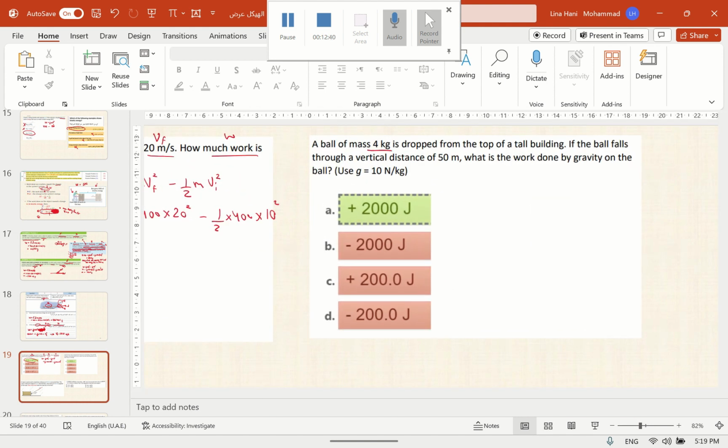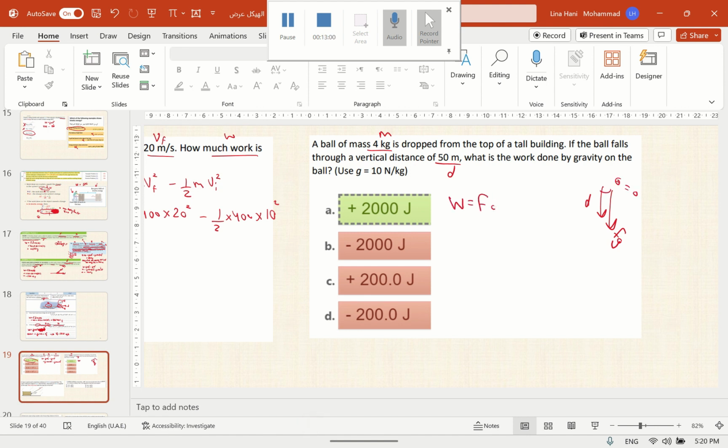A ball of mass 4 kilograms is dropped from the top of a tall building. If the ball falls through a vertical distance of 50 meters, what is the work done by gravity on the ball? Now, this is the force of gravity and this is the distance. So obviously they're in the same direction. The angle between them is 0.